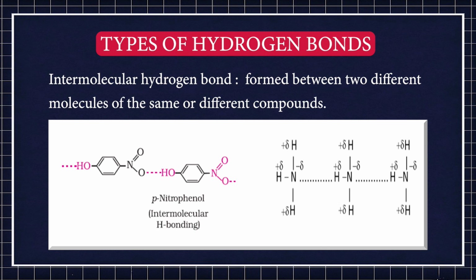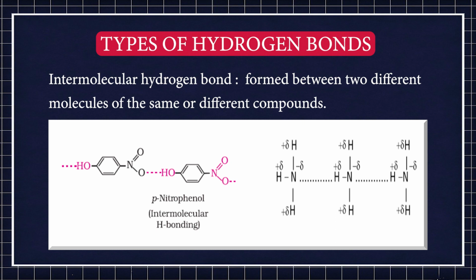Dear children, now we move on to the types of hydrogen bond. There are two types of hydrogen bond. First is intermolecular hydrogen bond and another is intramolecular hydrogen bond. First is intermolecular hydrogen bond. It is formed between two different molecules of the same or different compounds. For example, hydrogen bond in case of HF molecule, alcohol or water molecules, etc.